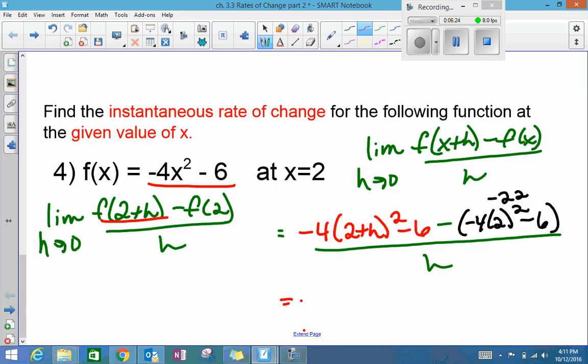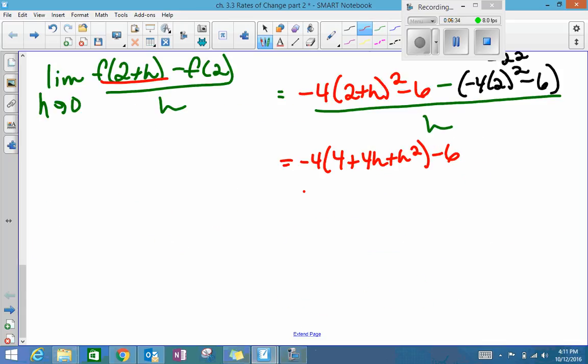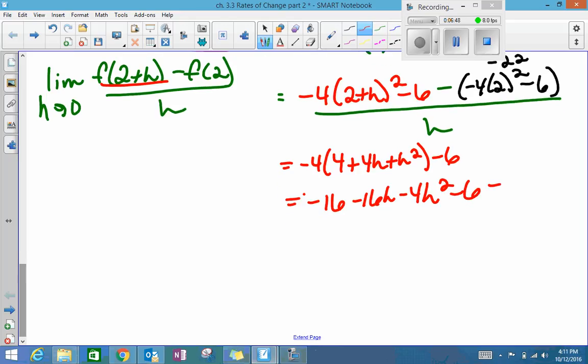First we have to FOIL, so we're going to keep that negative 4 hanging out there. When we FOIL this, we get 4 plus 4h plus h squared minus 6. Now we distribute our negative 4. We get negative 16 minus 16h minus 4h squared minus 6. And then bring down our minus negative 22, which makes it a plus 22.